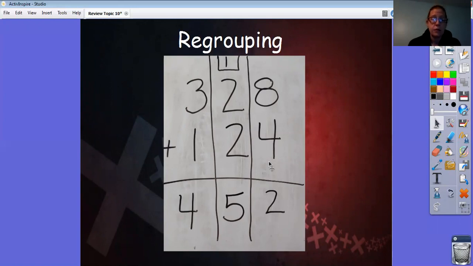So now 8 plus 4 is 12. We left our 2. We carried over our 1. And now we have 1 plus 2 plus 2. So 2 plus 2 is 4, plus 1 more is 5. And then we solve the 3 plus 1 is 4. So 328 plus 124 is 452.